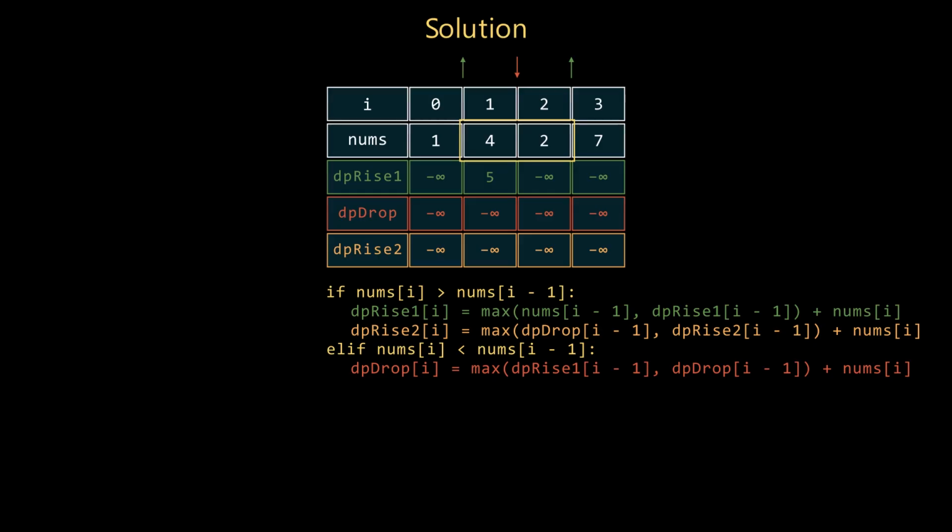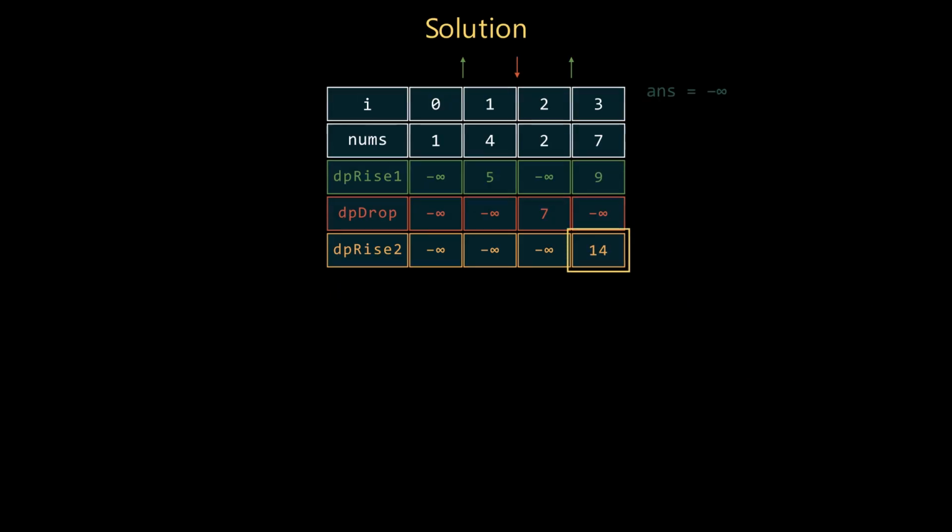At index 2, we drop from 4 to 2. The first rise total of 5 hands off to the drop row, 5 plus 2 is 7. At index 3 we rise again from 2 to 7. The first rise can restart from 2 alone, so max of 2 and -infinity plus 7 is 9. The drop total of 7 feeds the final rise, 7 plus 7 is 14, a complete trionic shape. We track the best value seen in the dpRise2 row. Here the maximum is 14.